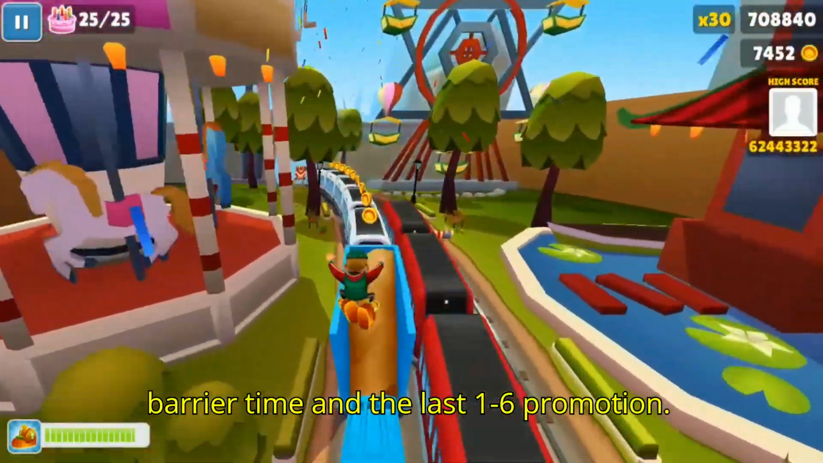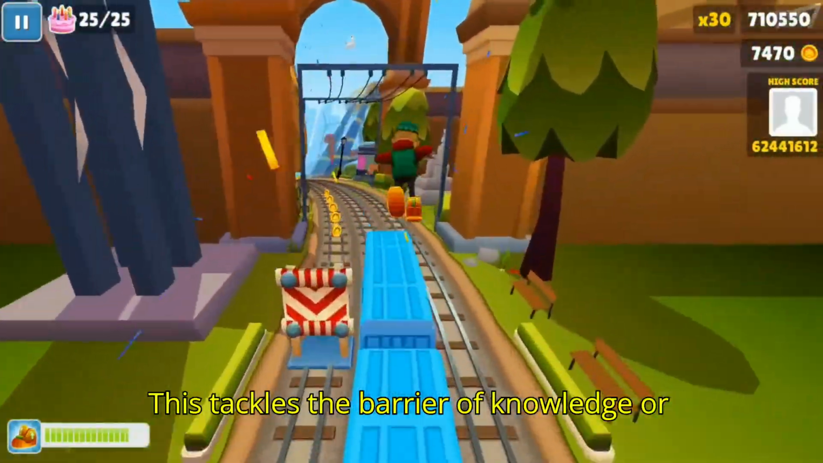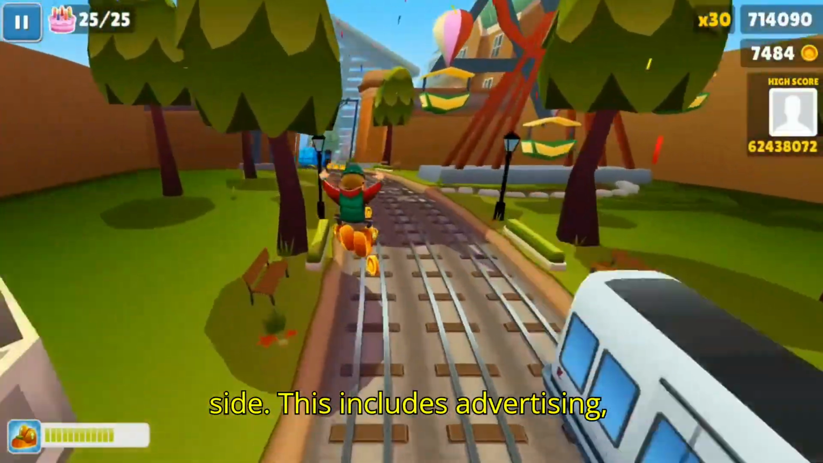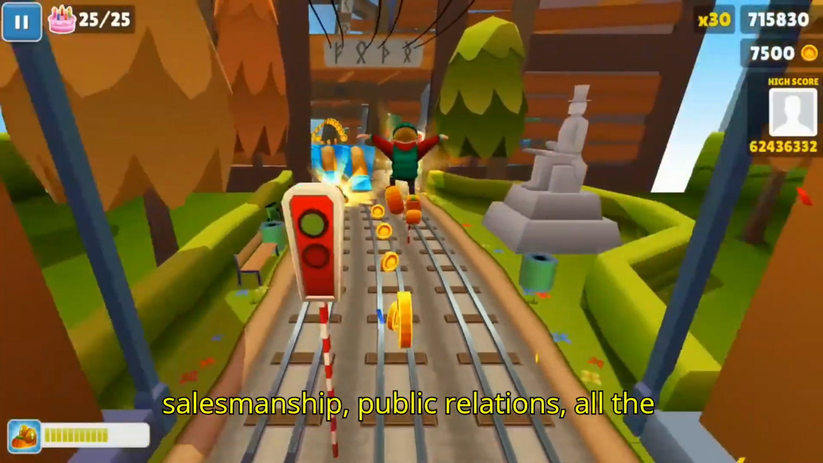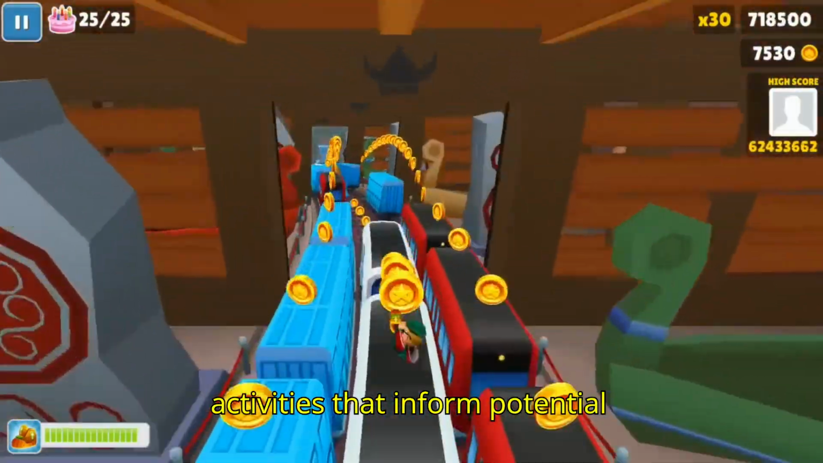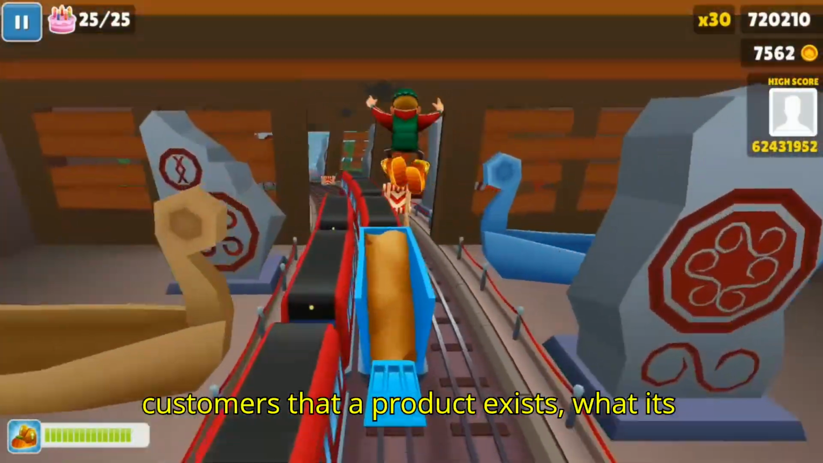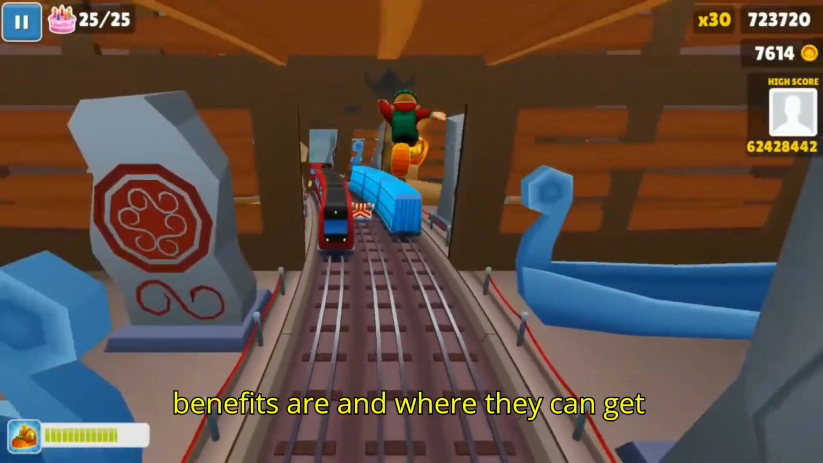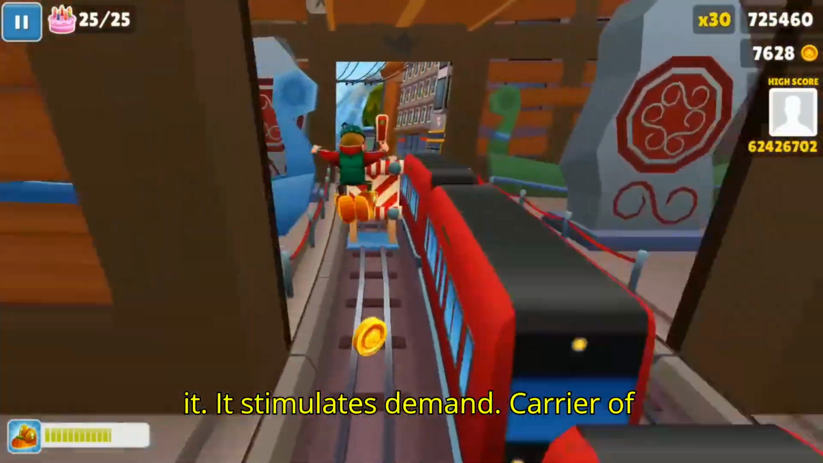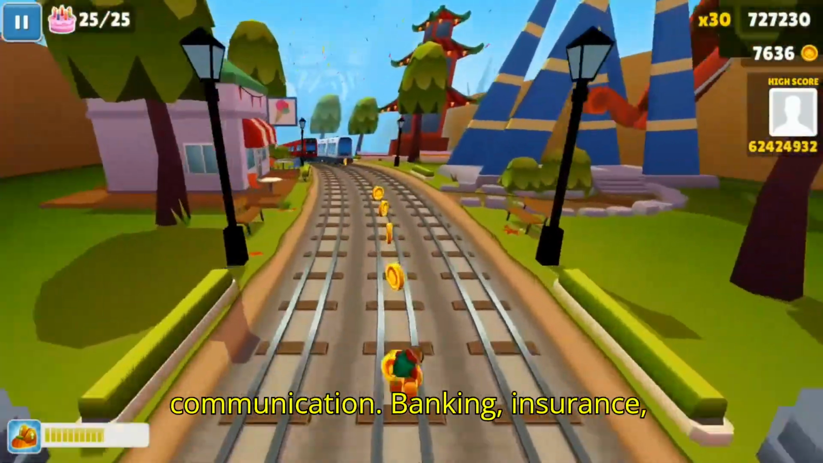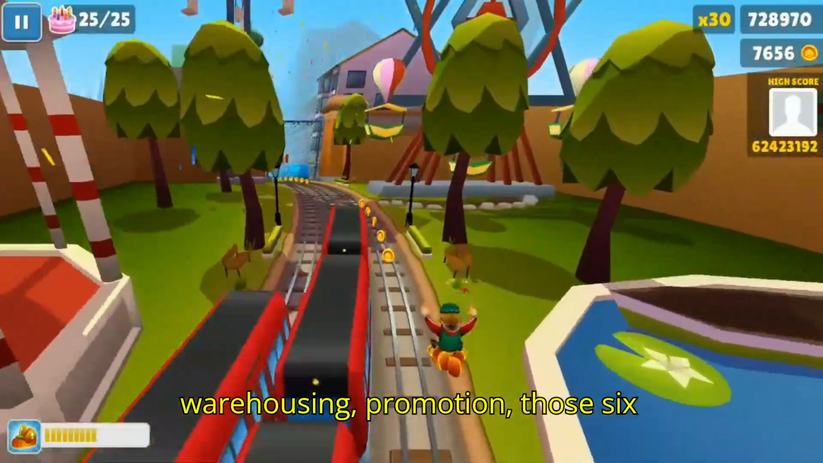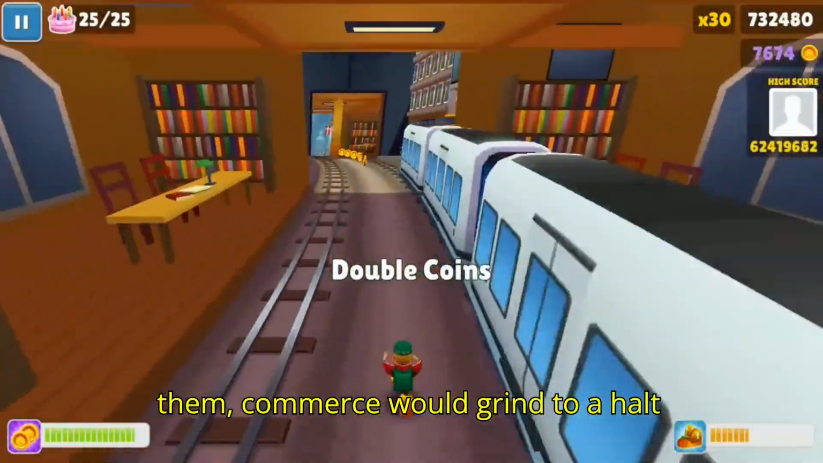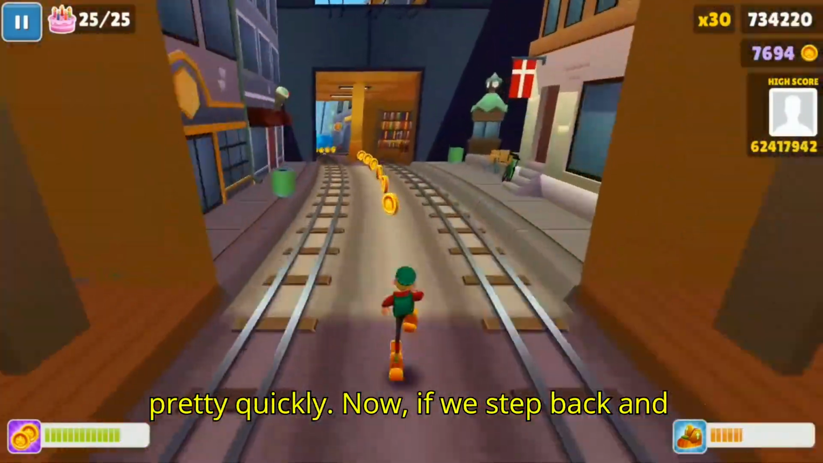6. Promotion. This tackles the barrier of knowledge or awareness, specifically on the consumer side. This includes advertising, salesmanship, public relations, all the activities that inform potential customers that a product exists, what its benefits are, and where they can get it. It stimulates demand. Barrier of knowledge. Okay, so transport, communication, banking, insurance, warehousing, promotion. Those 6 auxiliaries make trade possible on a large scale. They absolutely do. Without them, commerce would grind to a halt pretty quickly.